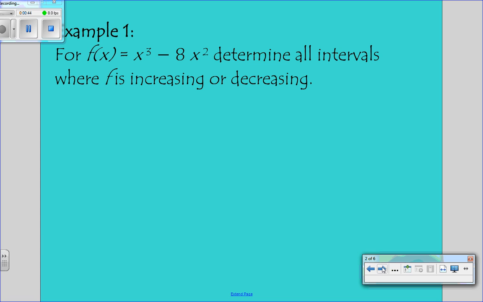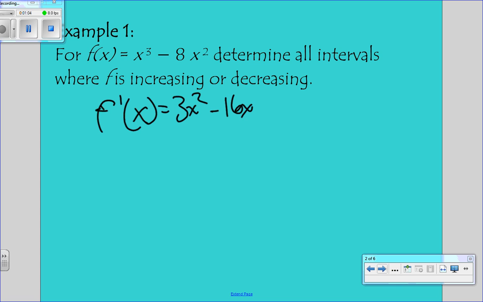So the easiest way to do this, as you guessed by the first derivative test, is to take the derivative. So we're going to start off by taking the derivative. We're going to use the power rule instead of going through the x plus h nonsense. And we're going to have 3x squared minus 16x.